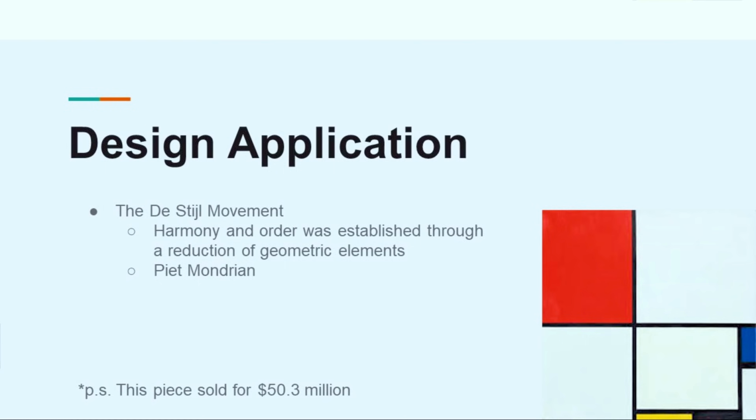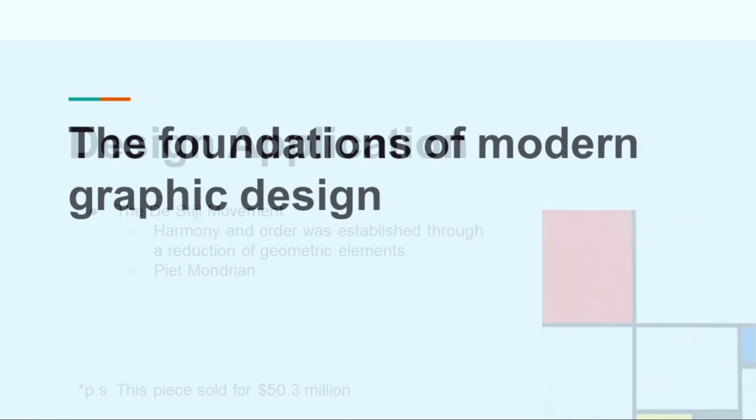Harmony and order was established through a reduction of geometric elements. That is really the purpose of the De Stijl movement, is the reduction of the overuse of elements, and they just simplified. And so I've been able to glean a lot of inspiration and put together a lot of nice design pieces from using some of these lines, some of these groupings, some of these grids. They're kind of unconventional grids, I like to call them.